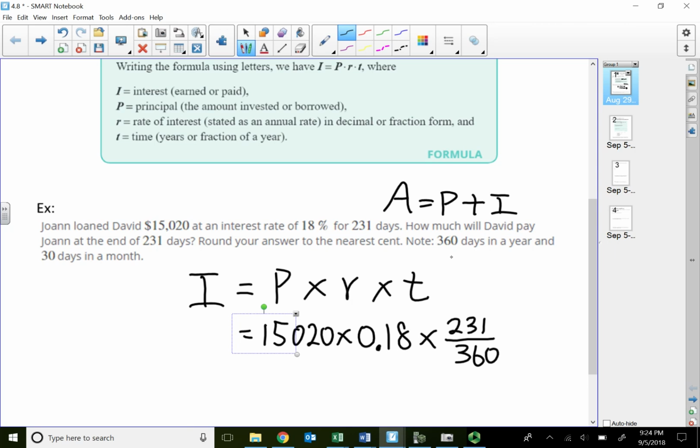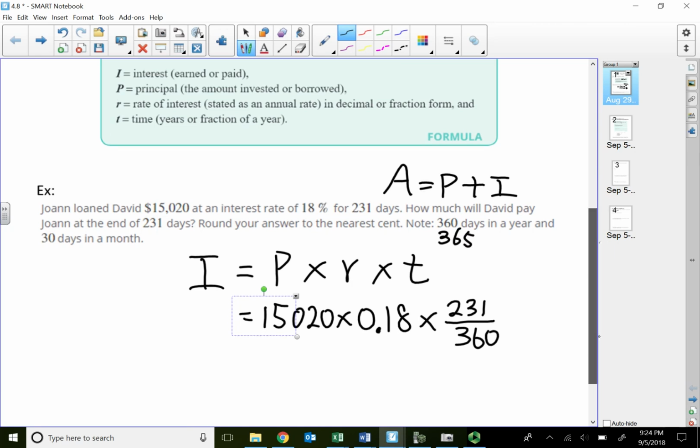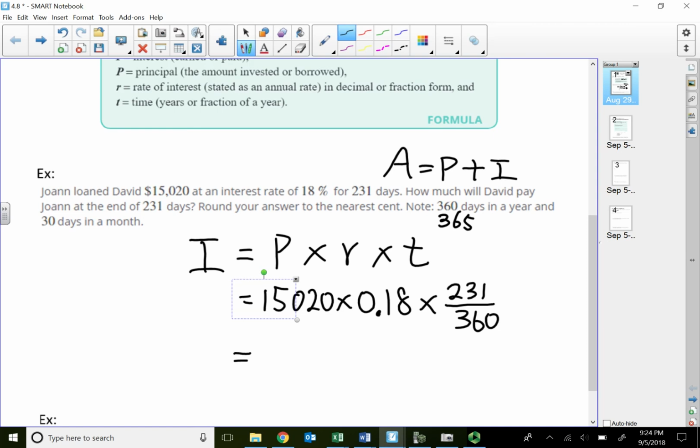So for this problem it says 360 days. Sometimes in certain problems we use 360, in certain problems we use 365. So that all depends on the problem. In the business world, there's only 360 days because we always assume there's only 30 days in a month. For 12 months, there's only 360 days.